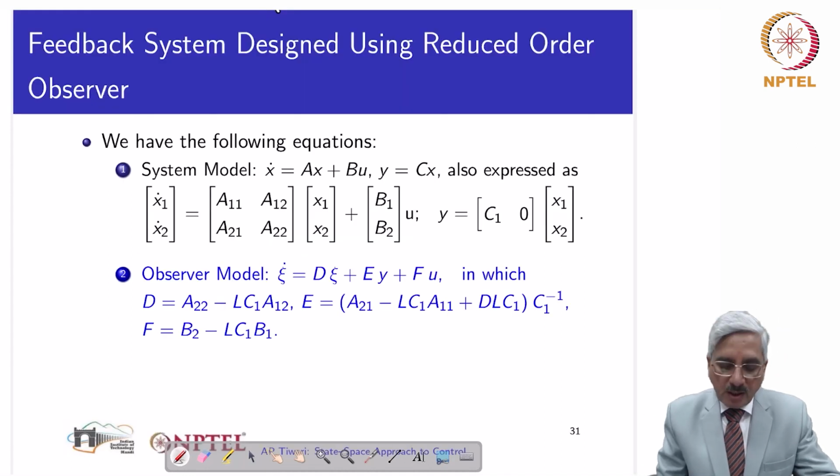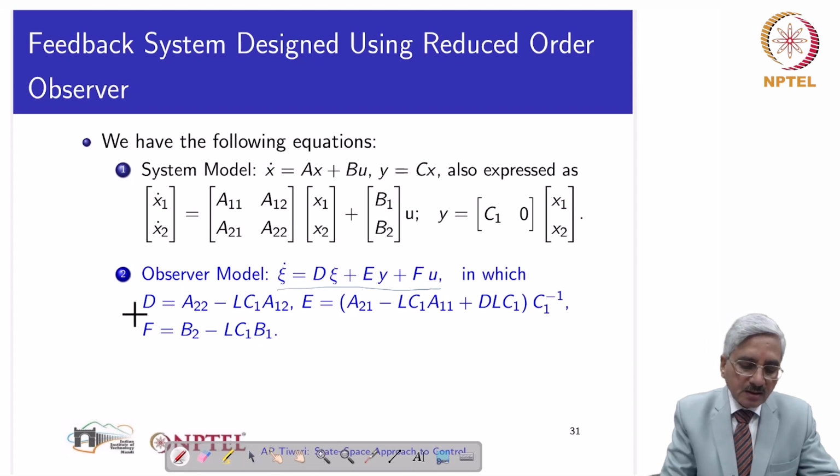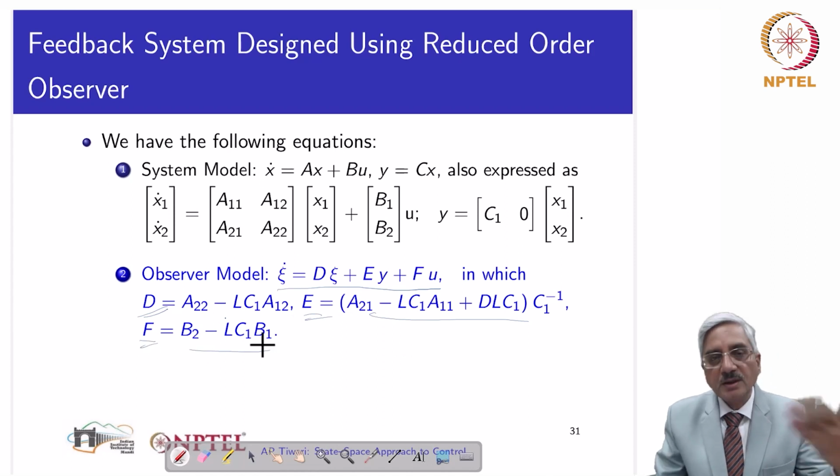We have this observer model. The observer was characterized by this equation: xi dot is D xi plus Ey plus Fu. And in this we had established D equal to this, E equal to this, and F equal to this. We actually established them through derivations.